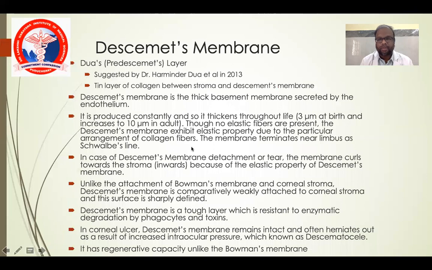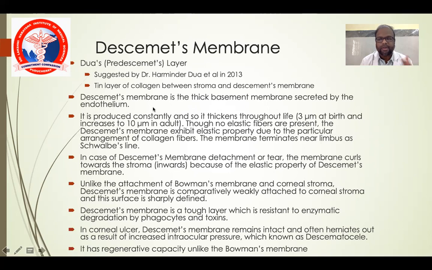Okay. Now coming to the fourth layer, that is Descemet's layer. I told you before Descemet's layer, there is a pre-Descemet's layer or the Dua's layer. This Dua's layer is inconspicuous. It was recently discovered by Dr. Harminder Dua in 2013. It is a thin layer of collagen which is between the stroma and Descemet's membrane. By various studies, it has been proved that there is a thin, tough layer, which is air-resistant, between the stroma and the Descemet's membrane. This layer is considered to be the Dua's layer, making the number of corneal layers 6. Excluding the Dua's layer, we have 5 layers of cornea.